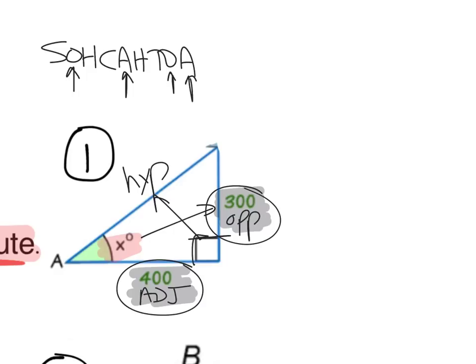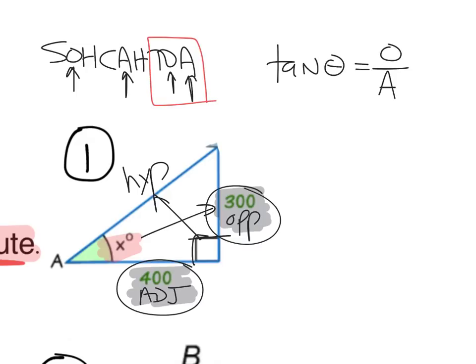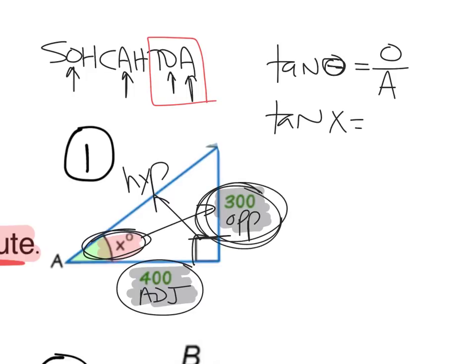The only trig function that we have both parts for is going to be tangent. So I'm going to write out my rule. The tangent of theta equals opposite over adjacent. And now I'm going to substitute. The tangent of theta. Theta is the angle. So here the angle is x. So the tangent of x, that equals the opposite 300 over the adjacent 400.